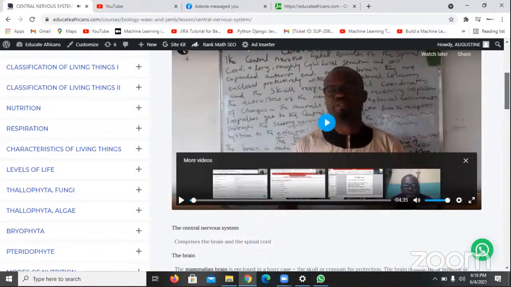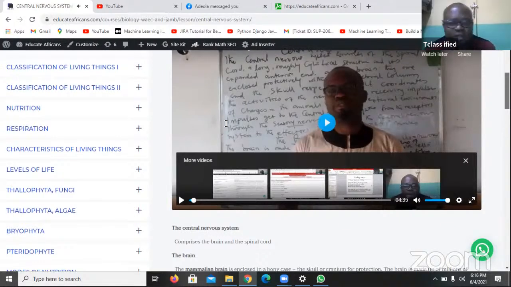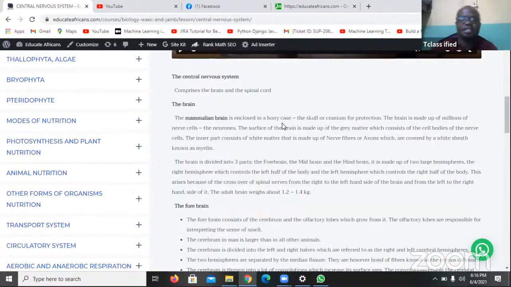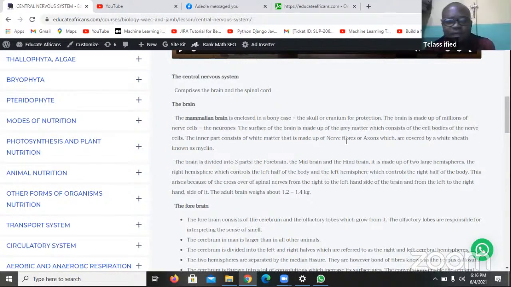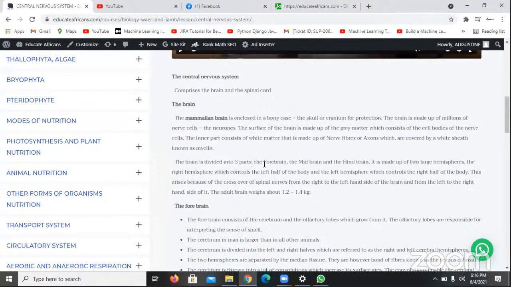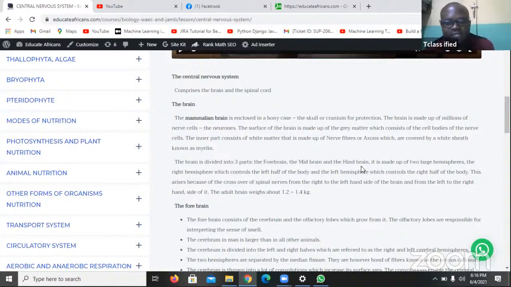So having known this, let's look at the brain critically. The mammalian brain is enclosed in the bony case known as the skull or cranium for protection. The brain is made up of millions of nerve cells and neurons. The surface of the brain is made up of gray matter, which consists of cell bodies of nerve cells. The inner part consists of white matter that is made up of nerve fibers or axons, which are covered by a white sheath known as myelin. Now, the brain is divided into three parts. We have the forebrain, the midbrain, and the hindbrain.